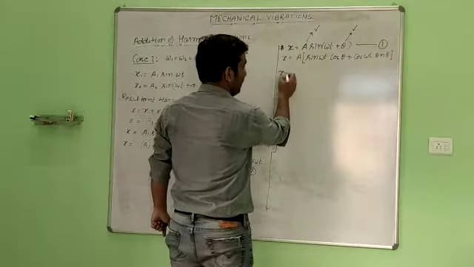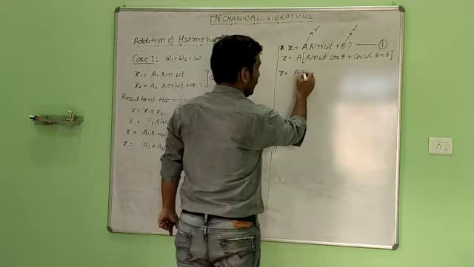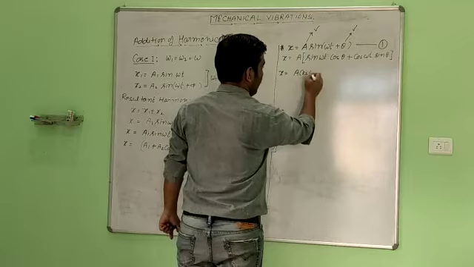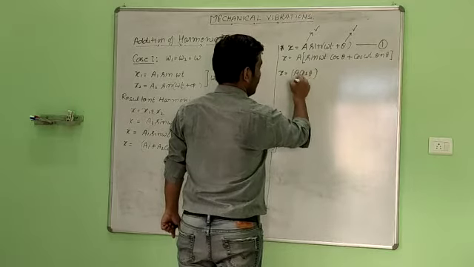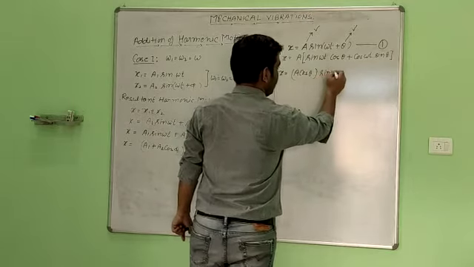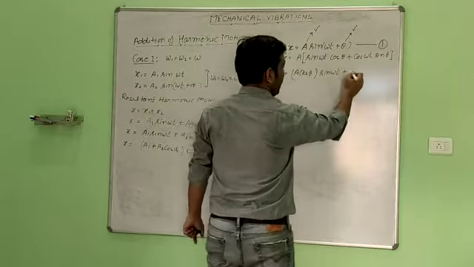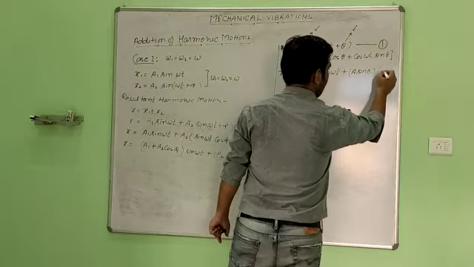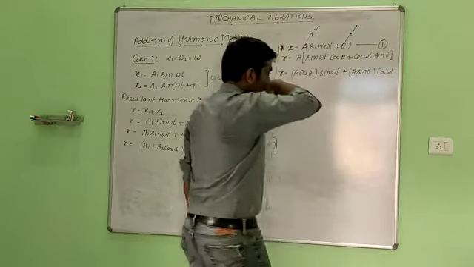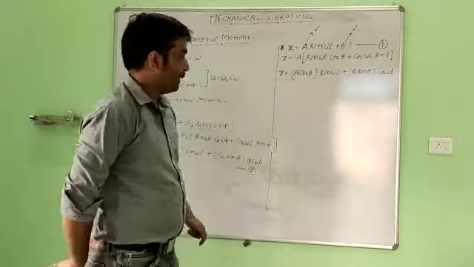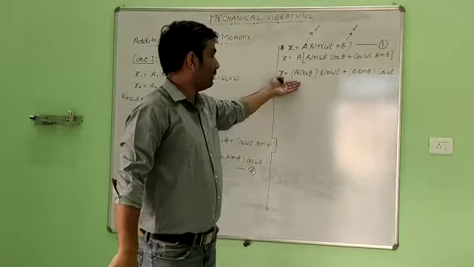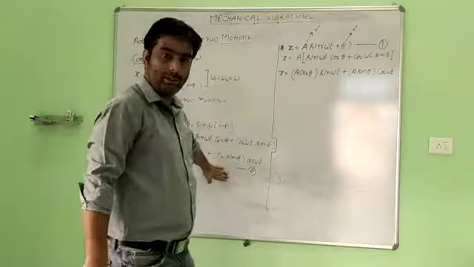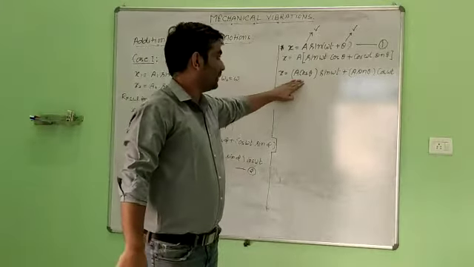So again we are separating the coefficient: a cos theta into sin omega t, plus a sin theta and cos omega t. Okay, so again we have converted. This is the resultant we have assumed. This one comes from the basic equation. We have assumed that the resultant is this one.